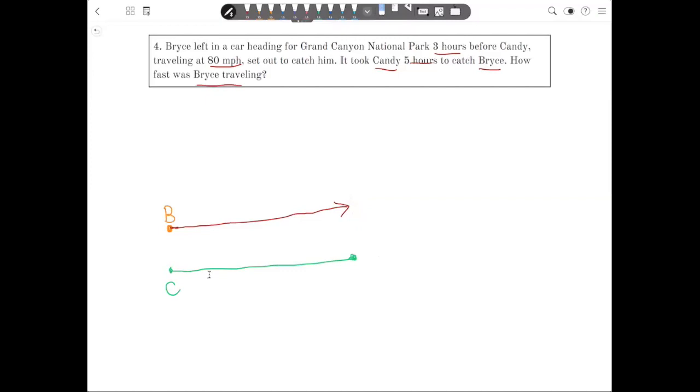So let's just say that Grand Canyon is somewhere here, actually. They're going to meet up at some point. We don't know where, so let's just say they meet up here. Because Candy is traveling faster, except that Bryce gets the head start, eventually they're going to catch up, if that hopefully makes sense. Okay, so it took Candy 5 hours to catch Bryce. So overall, Candy rides for 5 hours. And then Bryce got a 3 hour head start, plus an additional 5 hours it took Candy to catch Bryce. So it's going to be 5 plus 3, or 8 hours.